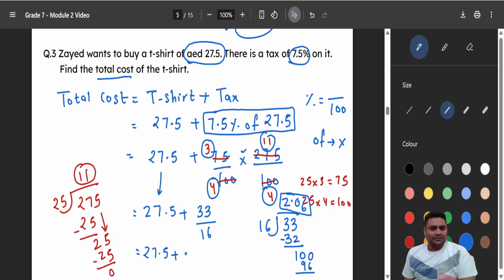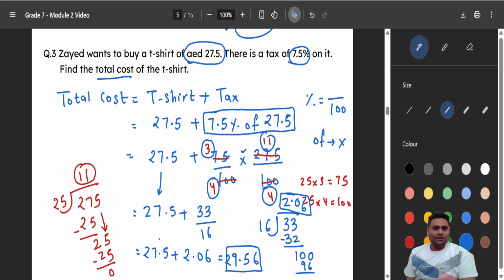So this will become 27.5 plus 2.06, approximately equal to, just add them. This will become 6 here, 5 here, 7 plus 2, 9 here, and 2 here. So 29.56. How did I add them?